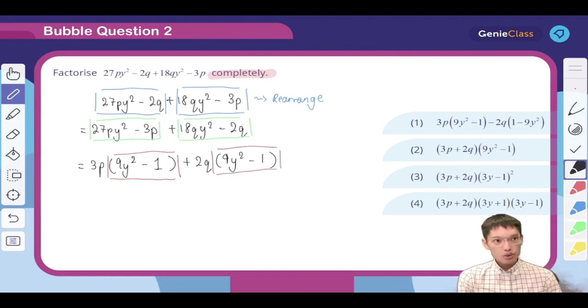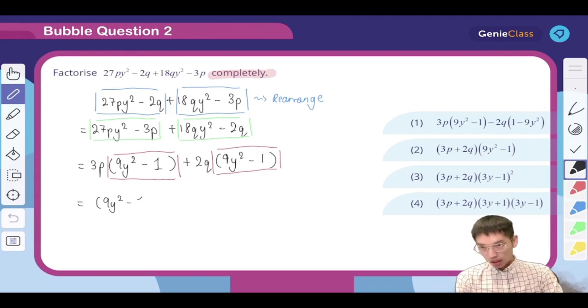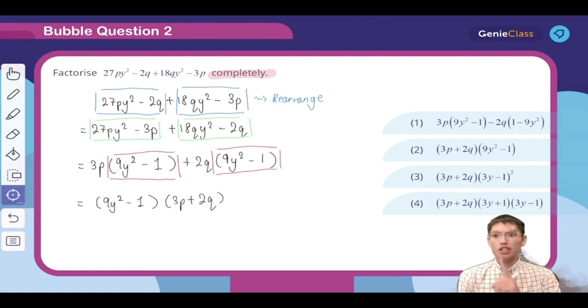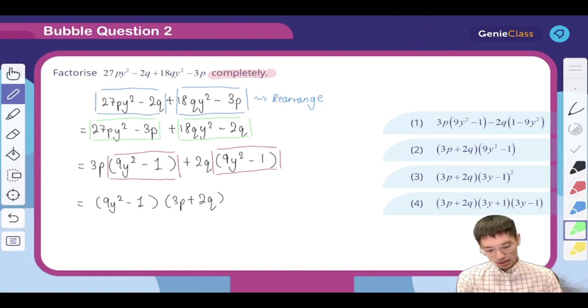So from here, if I have 9y squared minus 1, what can I do? I factorize out this particular term. And what will I have inside? 3p plus 2q. Now some of you actually answered this one. This is correct, but this is not the final answer because again of this word completely. And then some of you chose 2 because this is my final answer. But is it completely yet? No, because of this particular term.